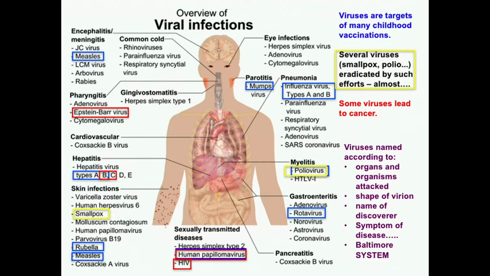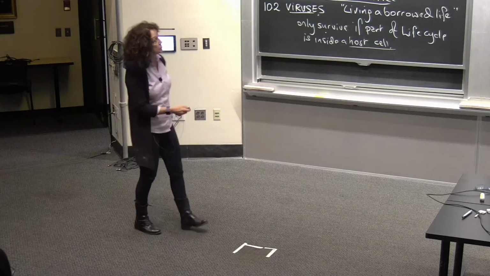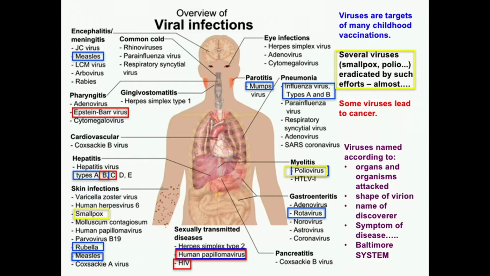Okay, some viruses lead to cancer. So human papilloma virus, where there is a vaccine that people should have, HIV, some of the types of hepatitis, and Epstein-Barr are all associated with later cases of cancer. So that's important to know.